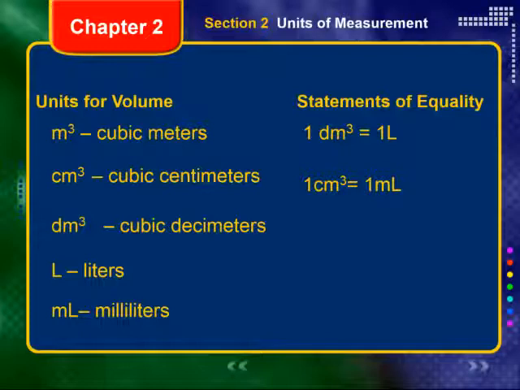Now, there are a number of different units for different quantities. For example, for volume, you might see cubic meters. You might see cubic centimeters. You might see cubic decimeters. You might see liters, and you might see milliliters. In order to convert back and forth between any of these, simply use the statements of equality. 1 cubic decimeter is equal to 1 liter, and 1 cubic centimeter is equal to 1 milliliter. Using these statements of equality, you'll be able to convert back and forth between any of these units.